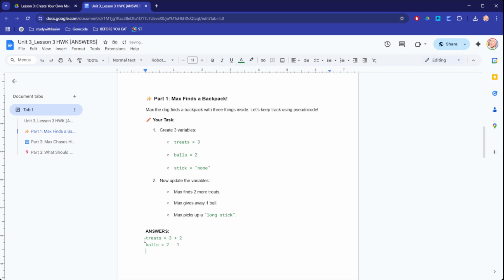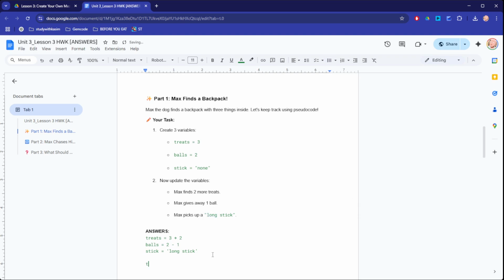And now the stick statement was originally none, but he picks up a long stick. So this is going to be a bit of a tricky one, but all we do here is update this to say long stick, like so. Because we can't do math with letters like this, right? So we just type in what we have, which is long stick.